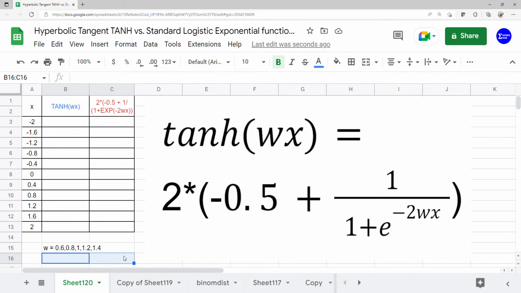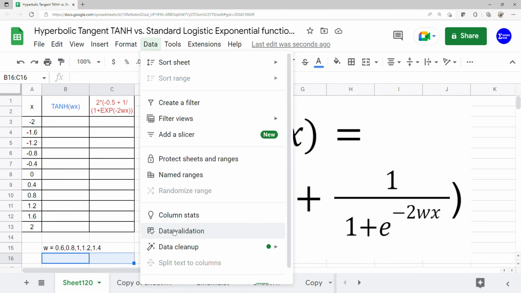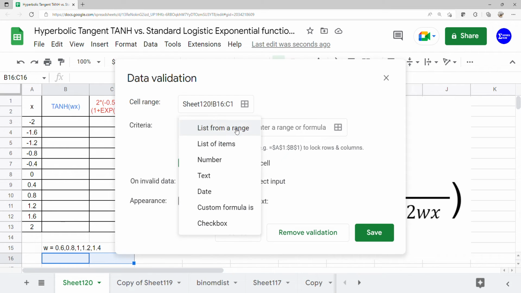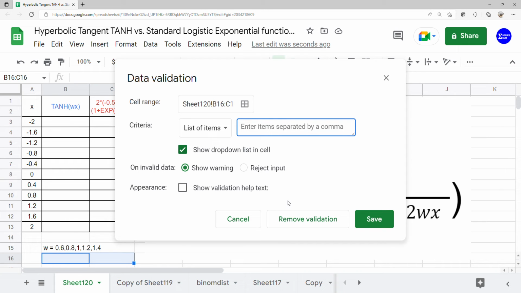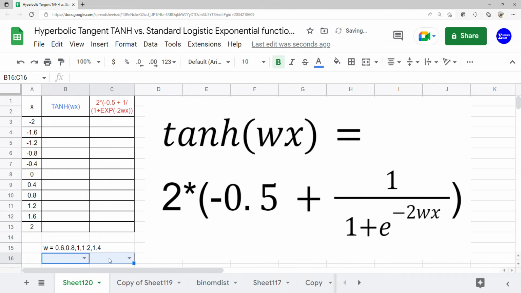In this video, we show the equivalent of hyperbolic tangent in the form of the standard logistic exponential function. We begin with the values of tanh wx, and the values of w, using data validation, a list of items, from 0.6 to 1.4. We can start with 0.6. And continue with the dataset of the hyperbolic tangent, so array formula.